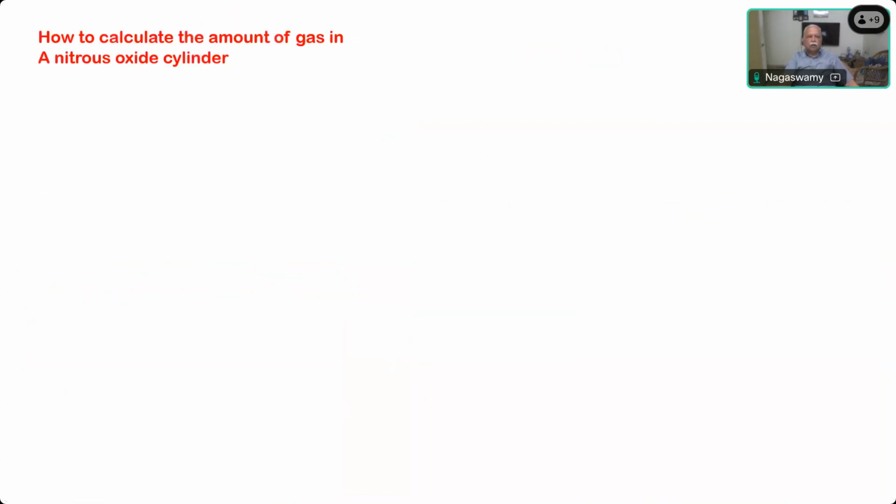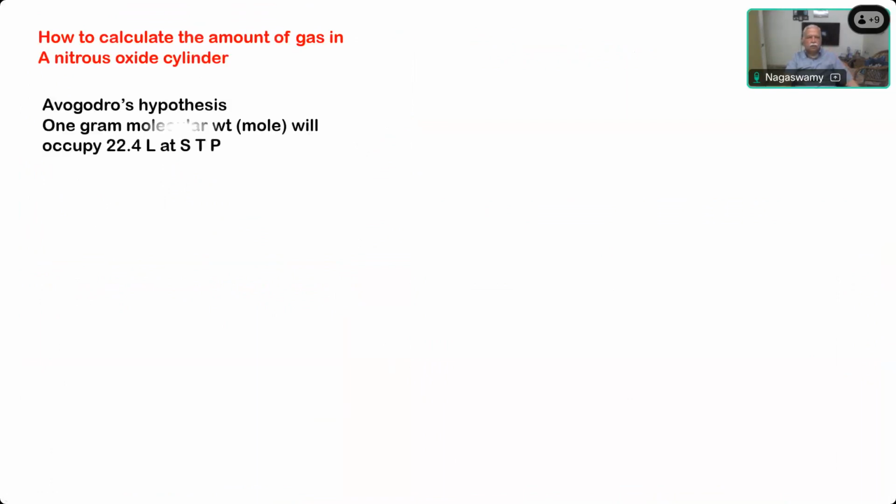Then how do you calculate the amount of gas in the nitrous oxide cylinder? This is a question that may involve what is called Avogadro's hypothesis. What is Avogadro's hypothesis?